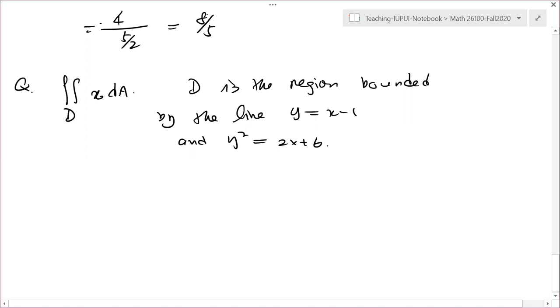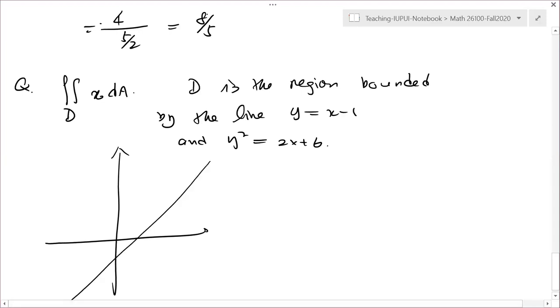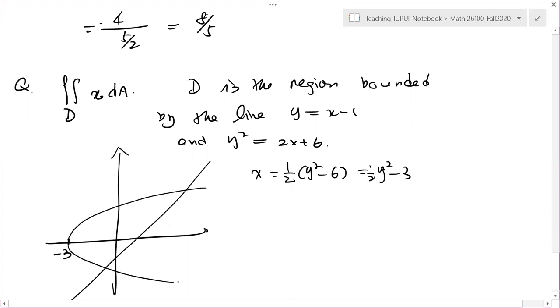How do you sketch the graph? You have to identify which is the parabola and which is the line. The line is going through this point. The parabola is open to the right. You can write it another way: x equals half of y squared minus 6, so it's half of y squared minus 3. So the vertex should be here, and the parabola is like that. So that is the region.